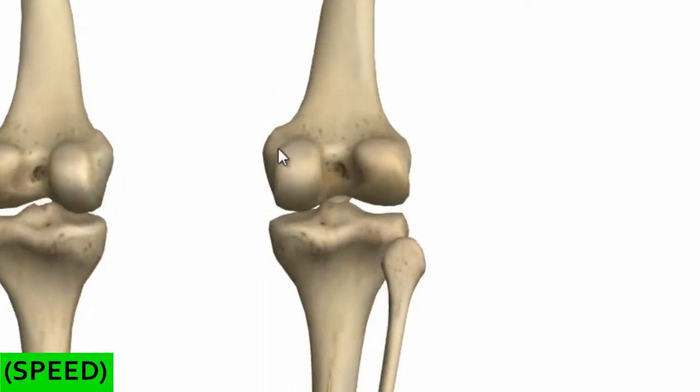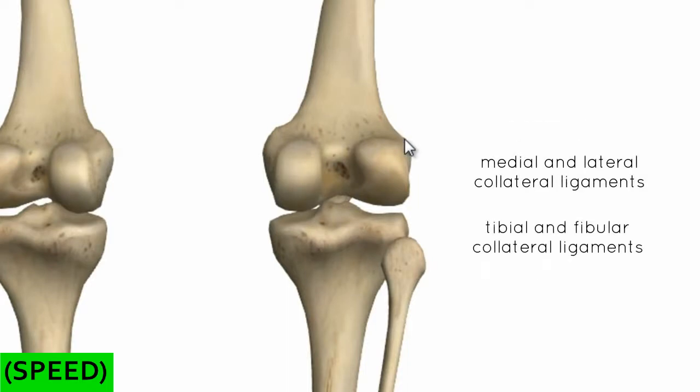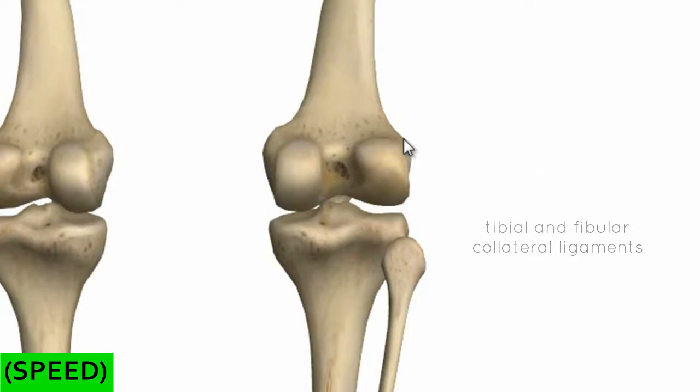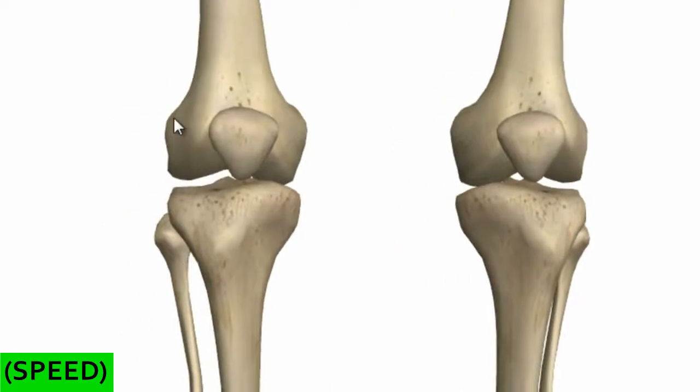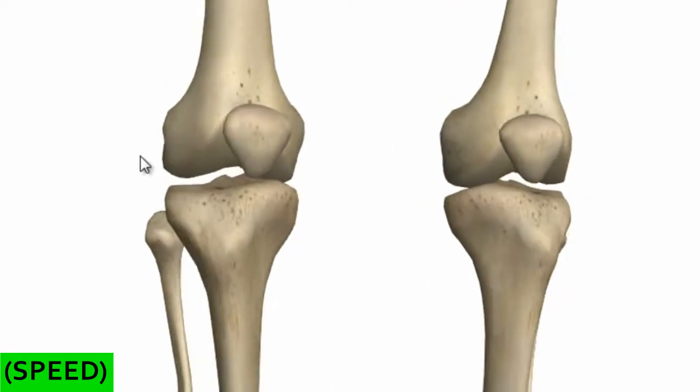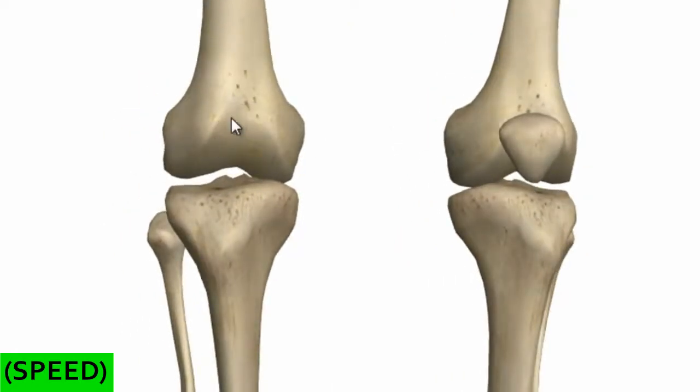Just above the condyles, you've got epicondyles. This is the site of proximal attachment for the collateral ligaments, the medial and lateral collateral ligaments, or the tibial and fibular collateral ligaments. The epicondyles are not articular. Anteriorly, if I remove the patella bone, you've got this little groove in the femur where the patella articulates.